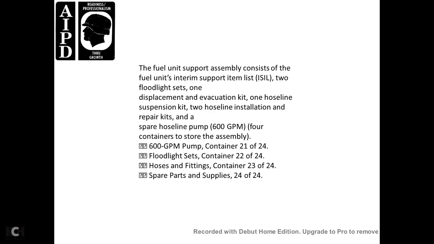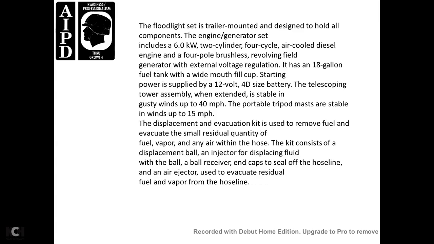The fuel unit support assembly consists of the interim support item system, or ISIL, 2 floodlight unit sets, 1 displacement evacuation system, 1 hose line suspension system kit, 2 hose line installation repair kits, and a spare hose line pump, 600 gallon per minute, in 4 containers of storage assembly. 600 gallon per minute pumps, container 21 of 24. Floodlight sets, container 22 of 24. Hose line fittings, container 23 of 24, and spare parts and supplies, container 24 of 24.